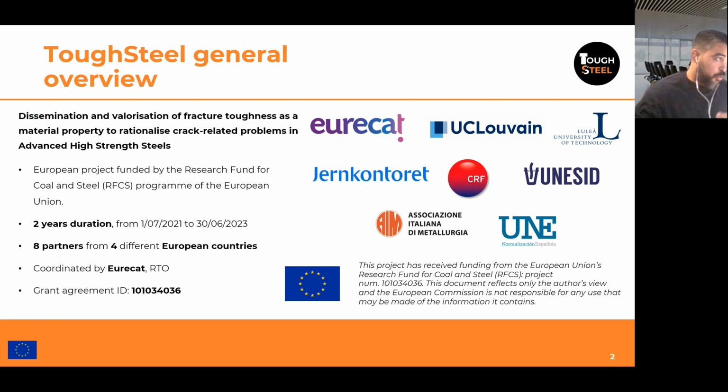The project has a duration of 2 years. It started the 1st of July of 2021, and it will be finished by the end of June of 2023. The consortium is formed by 8 partners from 4 different countries, which include Eurocat as project coordinator, 2 universities, which are the Catholic University of Louvain and the Luleå University of Technology, a research center, CRF, from the Stellantis group, different steel associations like Jernkontoret from Sweden, UNESID from Spain, and Associazione Italiana di Metallurgia from Italy, and finally a standardization organization, the Spanish standardization organization, UNE.